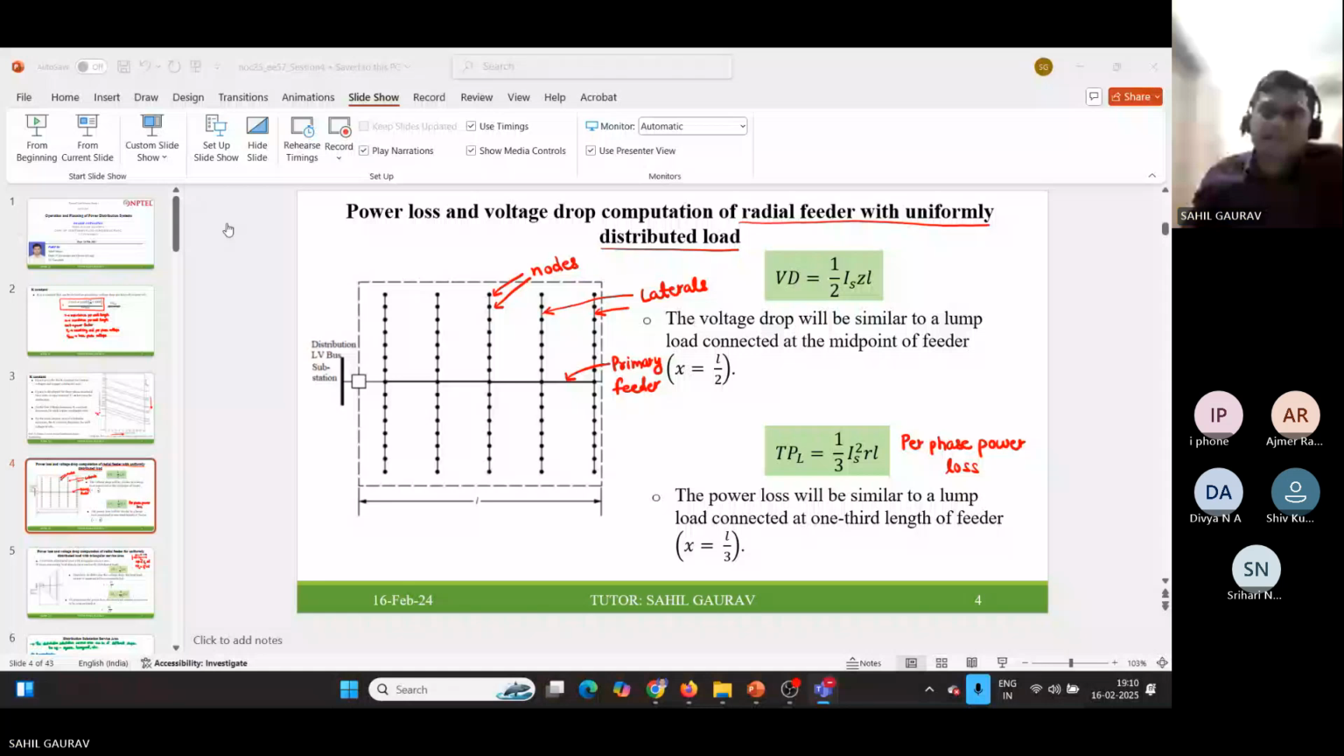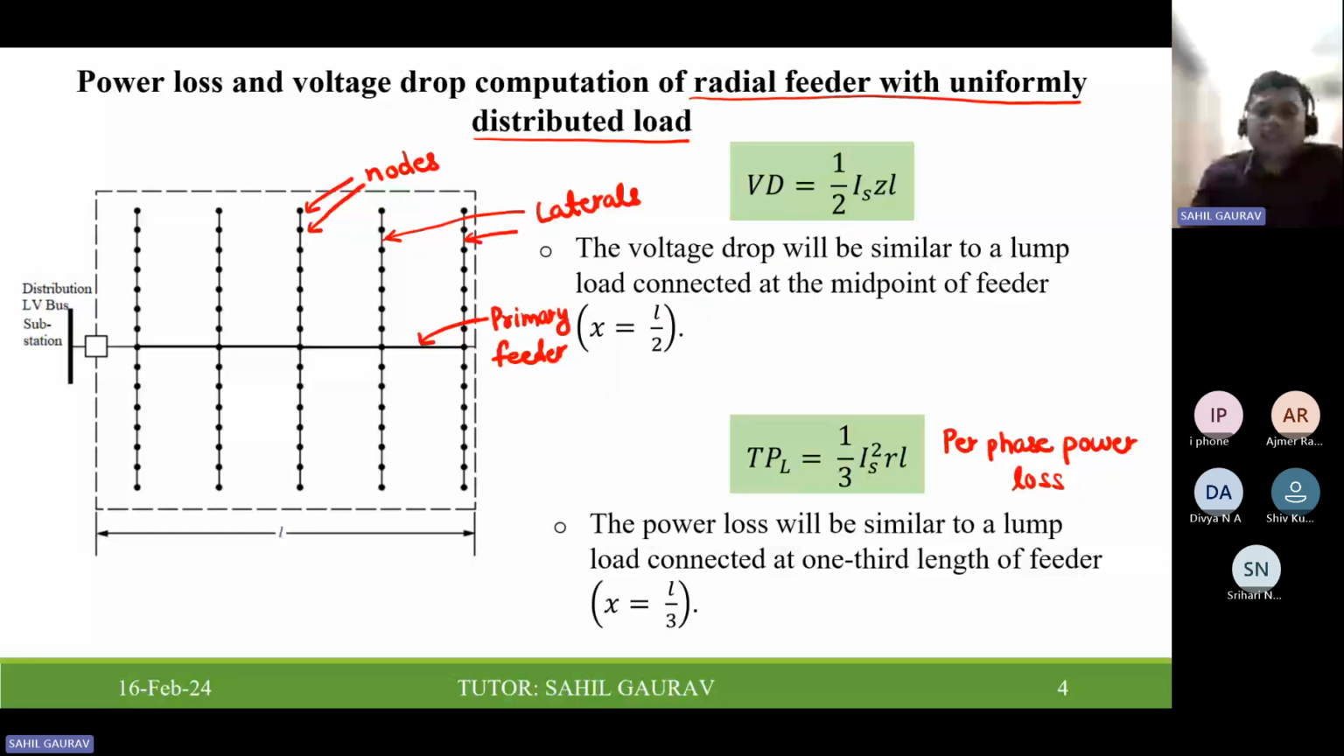where Z is impedance per unit length. And this is uniformly distributed load. So if you take the L equivalent or L effective, this comes out as L upon 2. So if you compare this voltage drop, it is similar to a lump load connected at the midpoint of the feeder. So this L effective comes out as L by 2. By comparing with this lump load connection, you can find the equivalent effective length of the primary feeder.